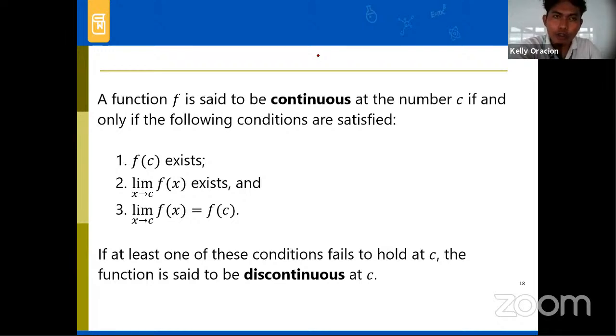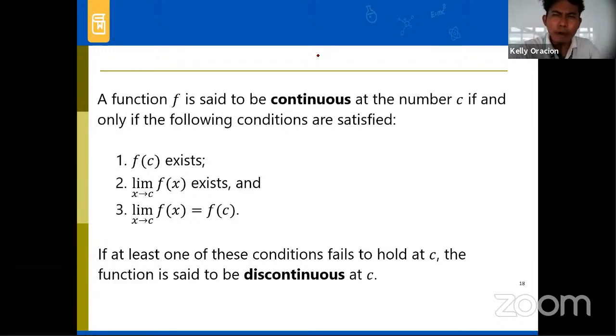Again, continuous siya if nag-satisfy yung tatlong condition. Tatlo dapat ang masatisfy. First condition, f of c exists. Second condition, the limit exists. And the third condition, dapat ang value ng ating first condition is the same with the value of your second condition. The value of your limit is equal to f of c. And that's the time you can conclude, you can support your claim that the function is continuous.